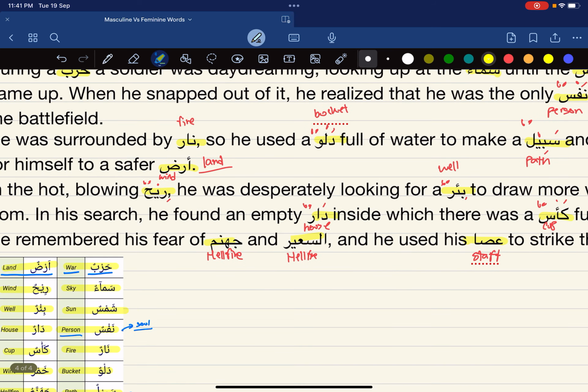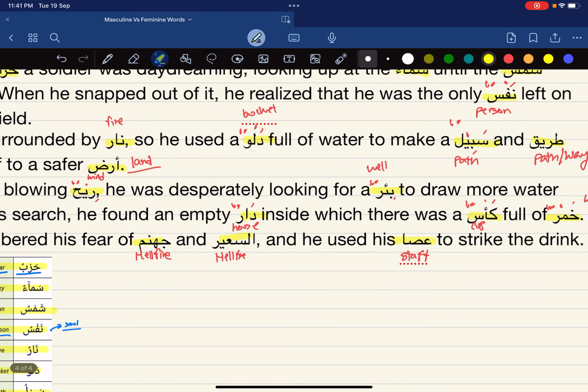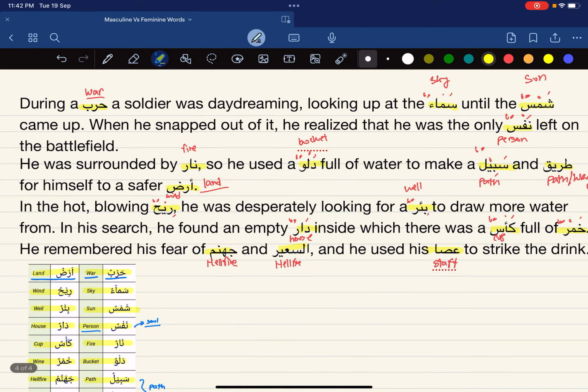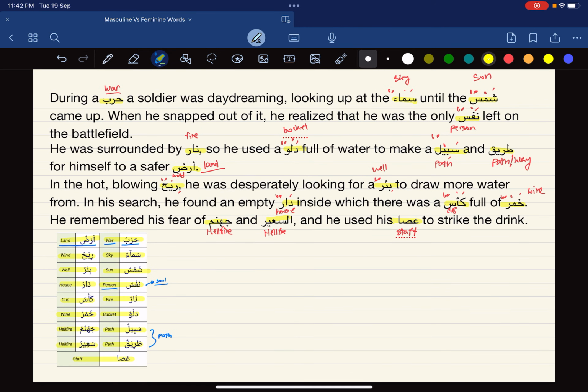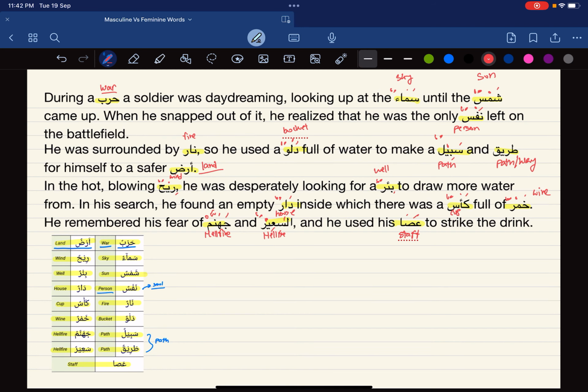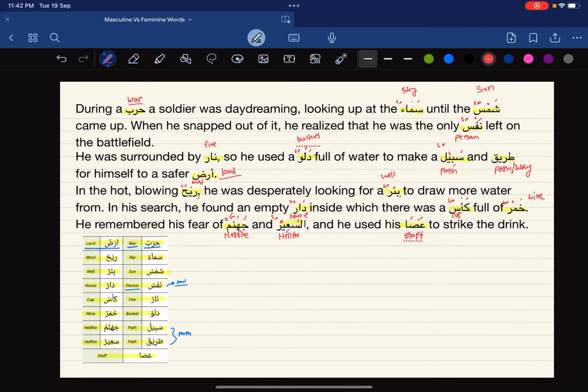In the hard-blowing wind, he was desperately looking for a what? Bi'run, well, to draw more water from. In his search, he found an empty house. And what did he find inside? Inside which there was a ka'sun, cup, full of khamr. He remembered his fear of Jahannam and his fear of Sa'ir. And so he used his asa to strike the drink.